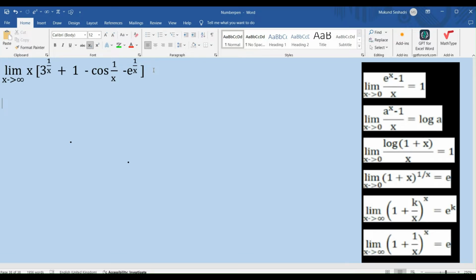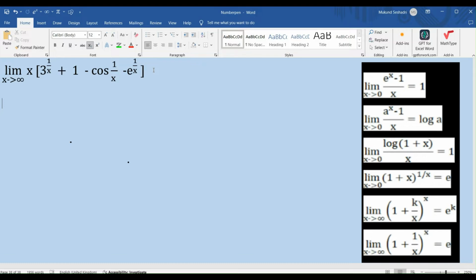So we know on this particular problem, we see the usage of 1 by x. There are three terms in this expression where we have a 1 by x. We have 3 to the power 1 by x, we have e to the power 1 by x, and we have cos of 1 by x.